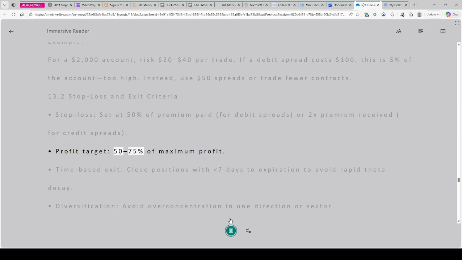Profit target, 50 to 75% of maximum profit. Time-based exit, close positions with less than 7 days to expiration to avoid rapid theta decay. Diversification, avoid overconcentration in one direction or sector.